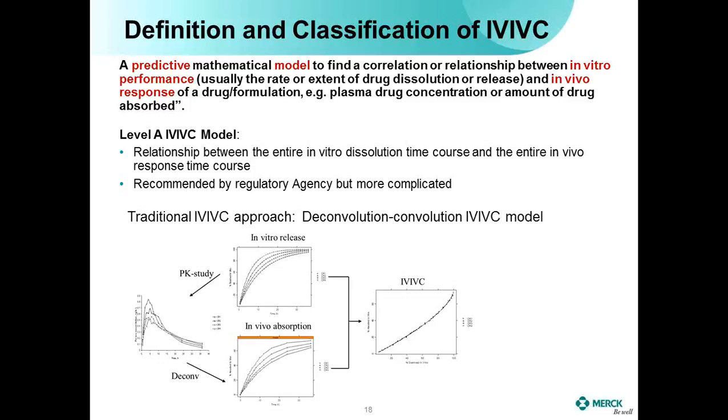But in general, this approach will be easy if the whole entire profile has a linear relationship, and in this case it will be pretty easy to generate such an IVIVC model. But very often you will see that the correlation may not follow a linear trend. So for the case example, which I will discuss later on, we tried using this conversion approach to generate IVIVC.